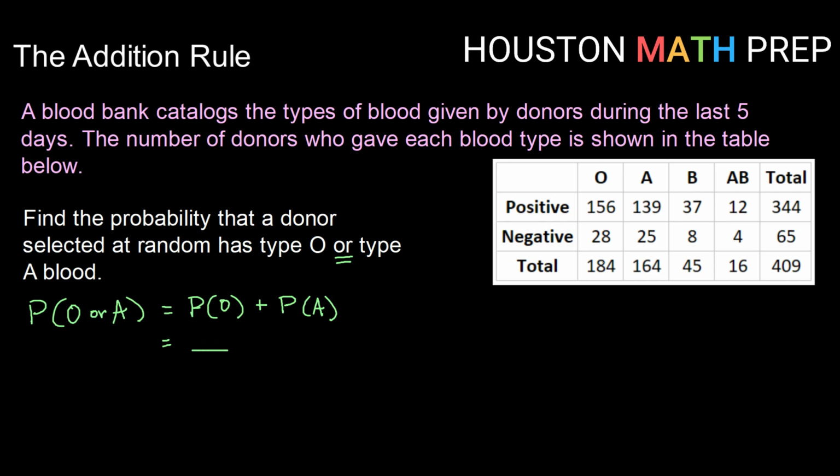So the probability of O type blood will be the number of donors with O type blood, which is 184, out of the total number of donors, which is 409, plus the probability of A type blood will be the total number of donors with A type blood, 164, out of the total number of donors, which is 409. So let's see, keeping that denominator of 409, 184 plus 164, that will be 348 out of 409. So the probability of having type O or type A blood is 348 out of 409.